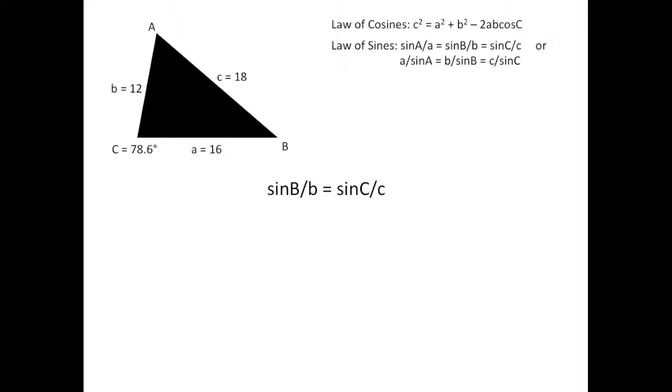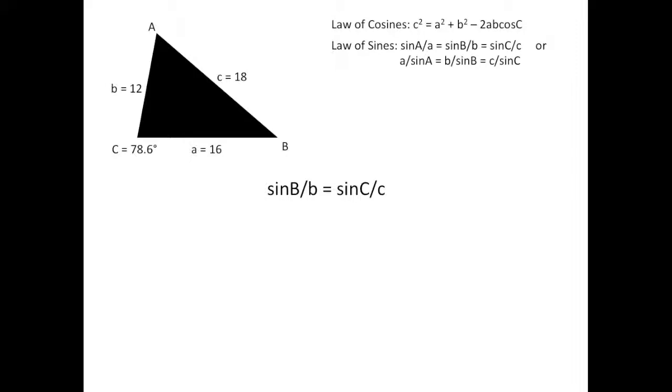Now that we have one side length and one angle across from that side length, we can use the law of sines to solve the rest of the triangle. The law of sines states that sine of angle A over the side length A is equal to sine of angle B over the side length B is equal to sine of angle C over the side length C. Or it can be flipped around, where side length A is in the numerator and sine of angle A is in the denominator, is equal to side length B over sine of angle B is equal to side length C over sine of angle C.